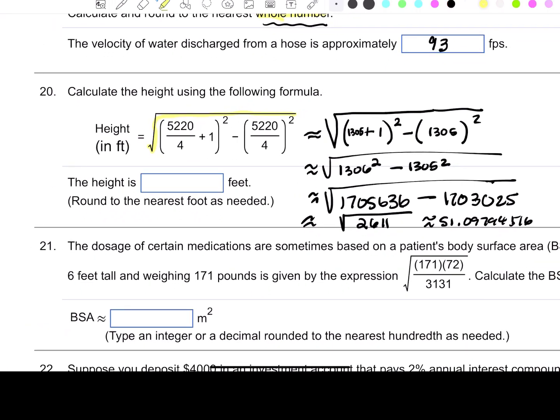I really only need that, look, nearest foot. That means the nearest whole number. So go over here, and it's going to be 51. It's going to be 51 feet.